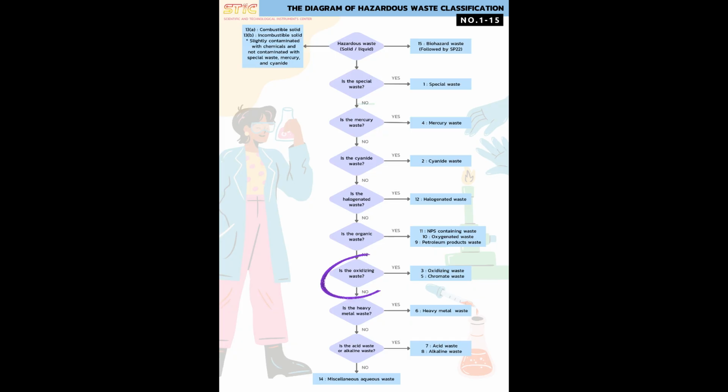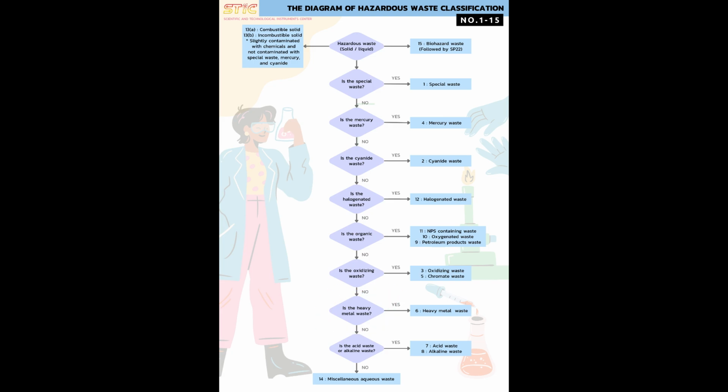Next ask, is it oxidizing waste? Oxidizing agents such as potassium permanganate, hydrogen peroxide, or chromic acid can cause fires or explosions when mixed with flammable materials. If yes, they are categorized as Category 3, oxidizing waste, or Category 5, chromate waste, depending on whether the oxidizer contains chromium compounds. If it's not an oxidizer, proceed to the next step. Then check, is it heavy metal waste? If the waste contains heavy metals like lead, cadmium, or silver, it is Category 6, heavy metal waste, which can pollute soil and water and must be kept in secure containers.